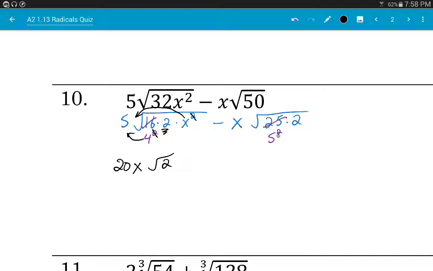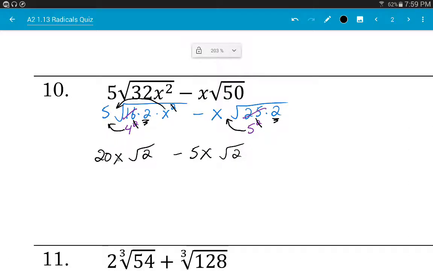On the right hand side, this 5 can give up its square and come out, so I get minus 5x. Negative x times 5, yeah, negative 5x. And the only thing stuck is the 2, square root of 2. Now if I have 20x rad 2 minus 5x rad 2, that is 15x rad 2.